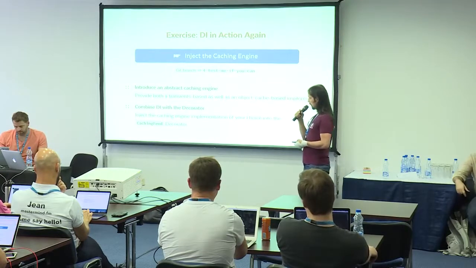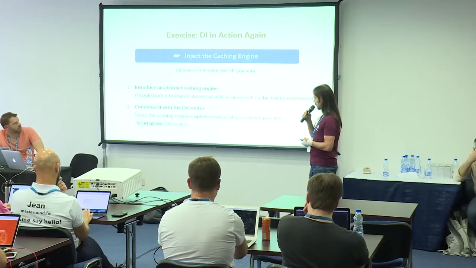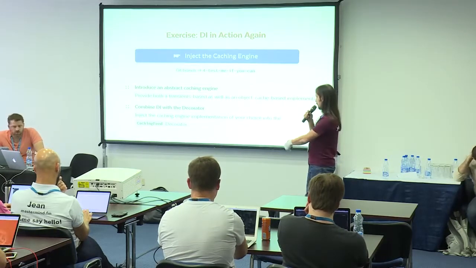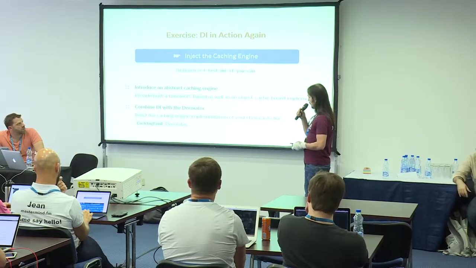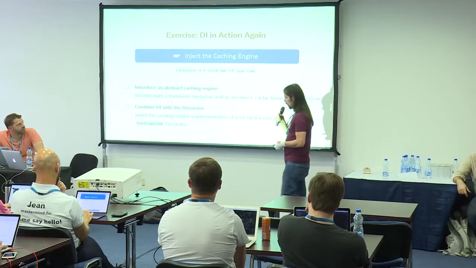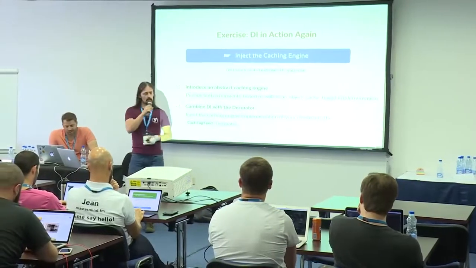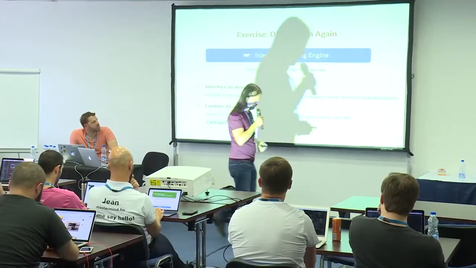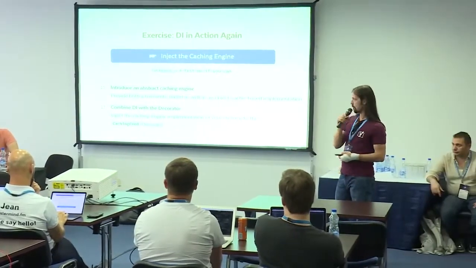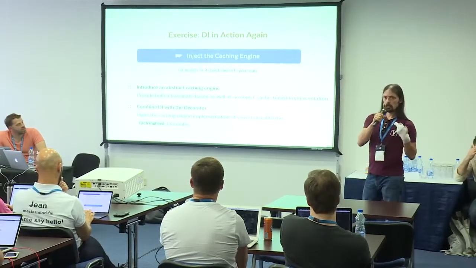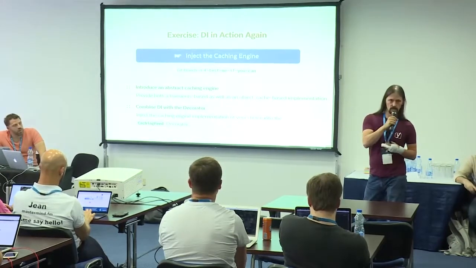We should have an abstract caching engine, and we want to have multiple implementations and then inject it into the caching feed decorator. You can check out the Git branch 4, test me if you can. The name is a bit misleading because that was a different exercise at one point. Yeah, just use branch 4, test me if you can. And try to create an abstract caching engine that you can inject into the caching feed decorator.